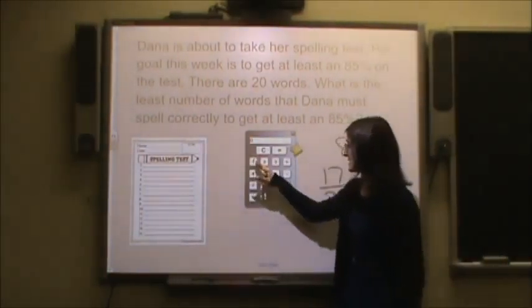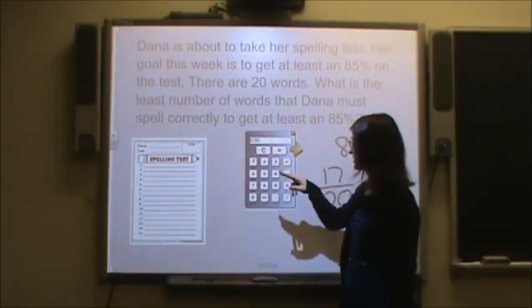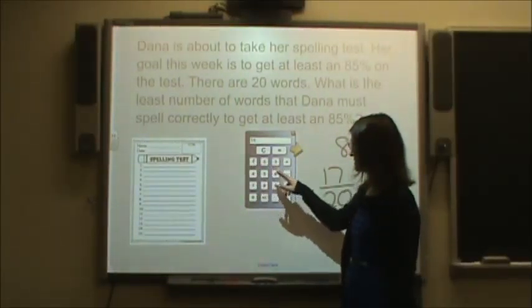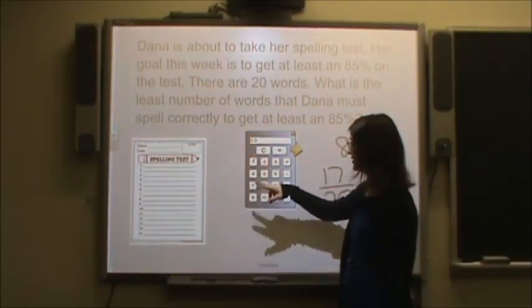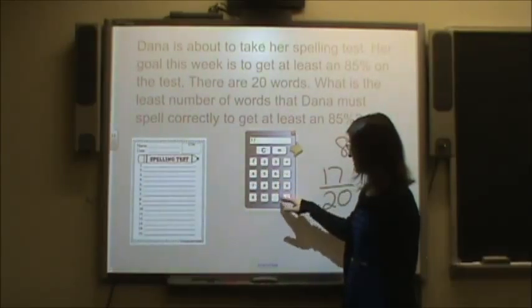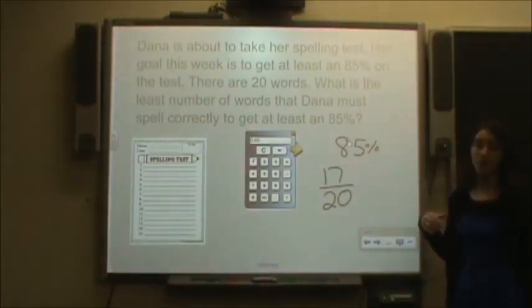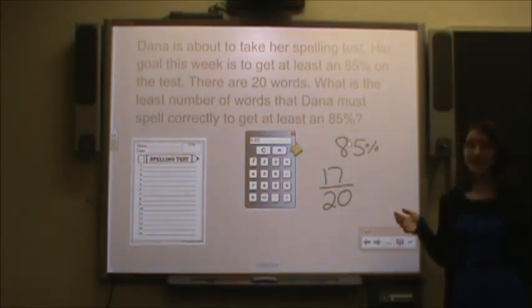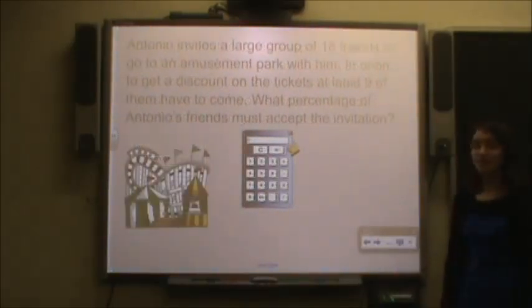I said 19 divided by 20, 95%. Nope. She can actually do fewer words. 18 divided by 20 equals 90%. Nope, she can go even lower. 17 divided by 20 equals 85%. That's the lowest she's willing to go. So I know that she has to get at least 17 right. If I put in 16 out of 20 into the calculator, then I know that I would get a fraction that would be less than 85%.